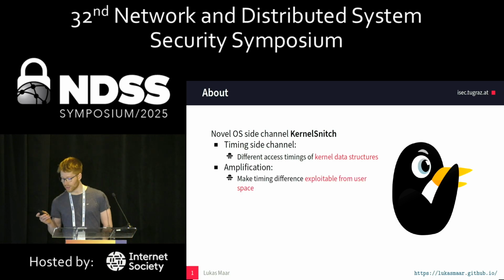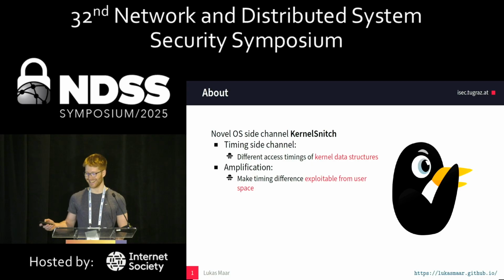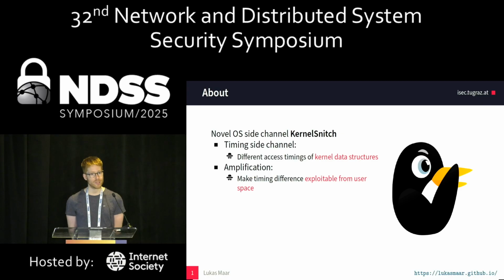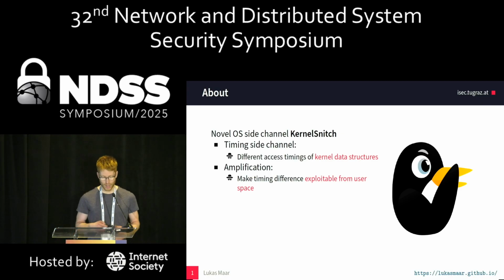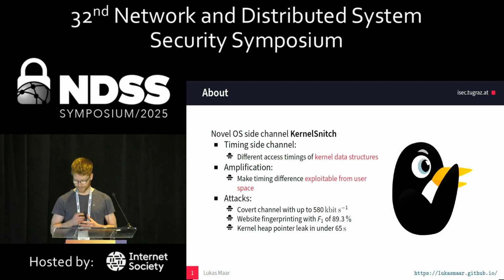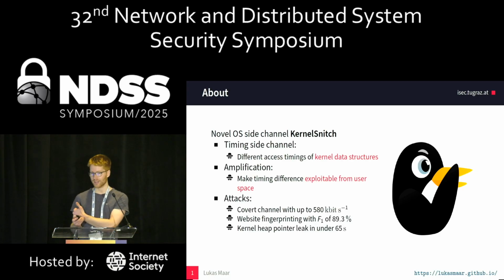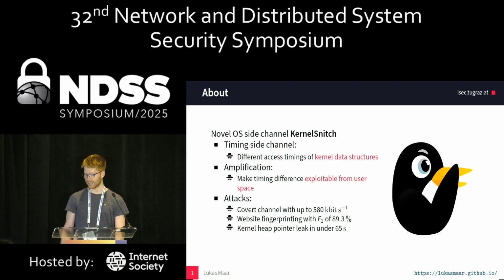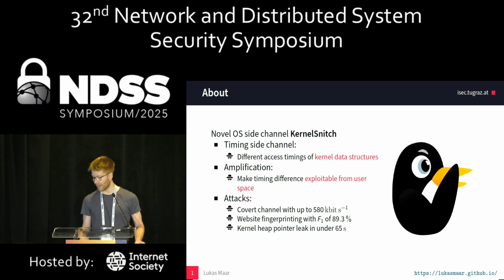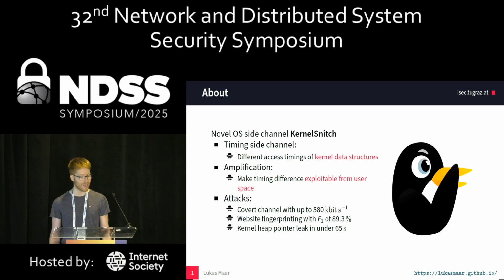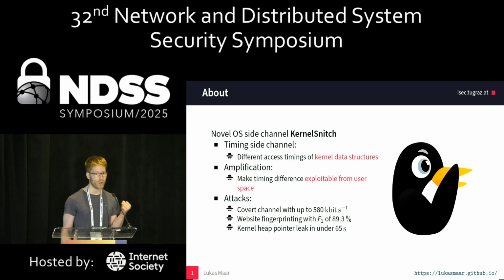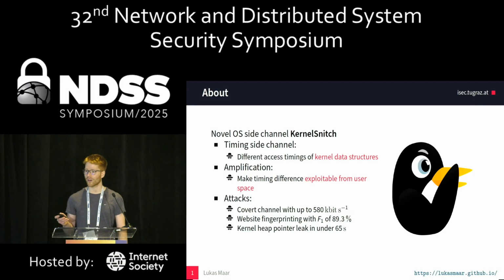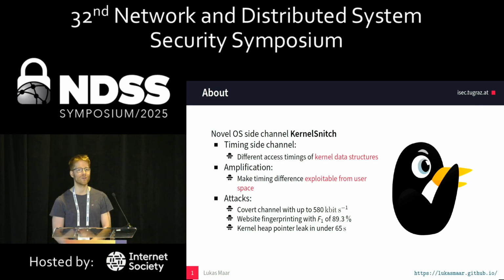In our work, we also presented information leakage amplifications to make the timing differences exploitable from user space as isolated and untrusted users. We presented 3 attacks. The first is a covert channel with up to 580 kilobits per second. The second is a website fingerprinting attack with an F1 score of 89.3%. And the third attack is a kernel heap pointer leak in under 65 seconds. Crucially, for the last attack, we are the first to leak kernel heap pointers using a side channel.